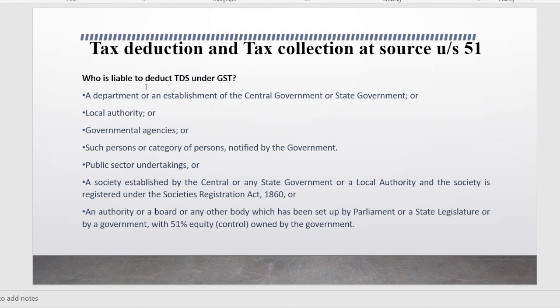So who is liable to deduct TDS under GST? A department or an establishment of the central government and state government. Whatever establishments of the central government and state government there are, maybe a particular ministry, local authorities such as gram panchayat, nagar palika, mahanagar palika, governmental agencies, such persons or category of persons notified by the government, maybe the municipal commissioner, public sector undertakings, and so on.